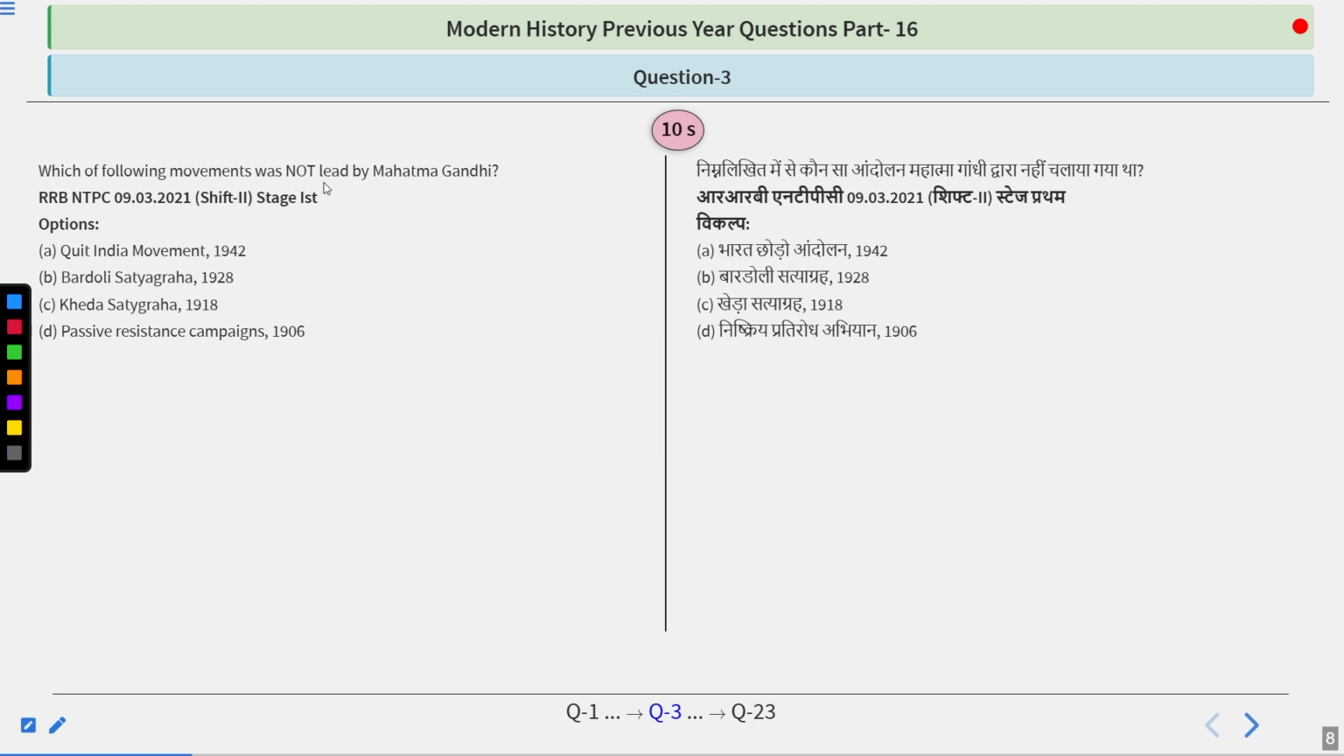Which of the following movements was not led by Mahatma Gandhi? Options are Quit India Movement 1942, Bardoli Satyagraha 1928, Kheda Satyagraha 1918, Passive Resistance Campaign 1906. So try to think about it, guys.